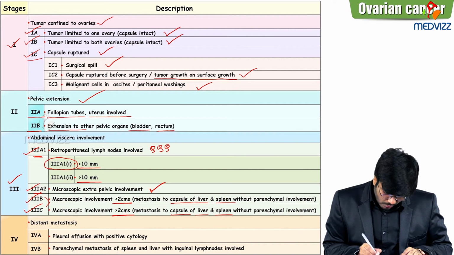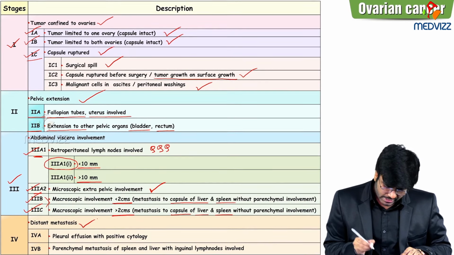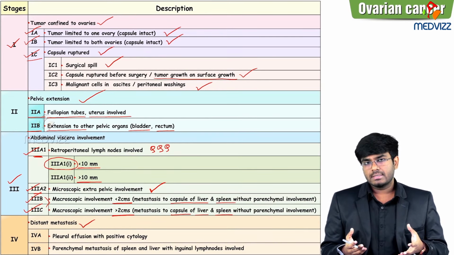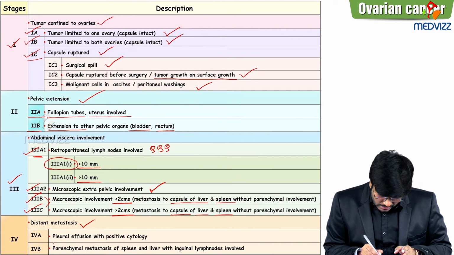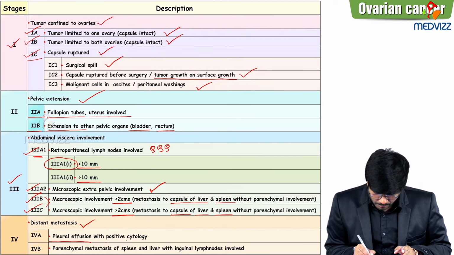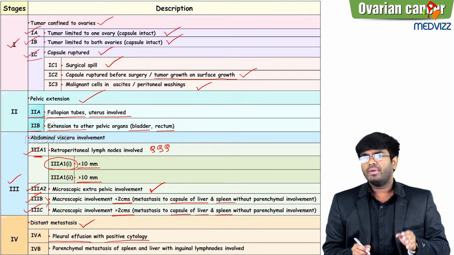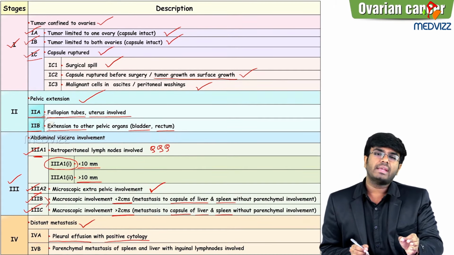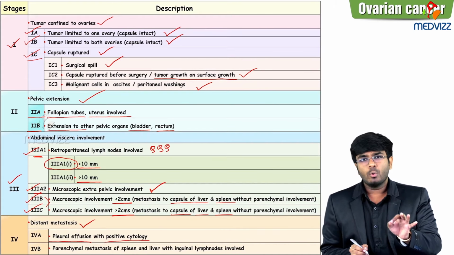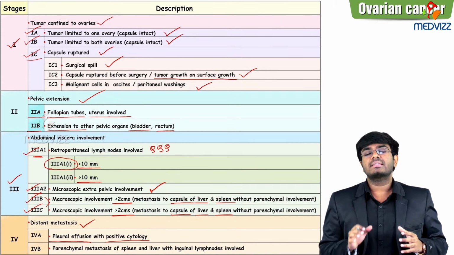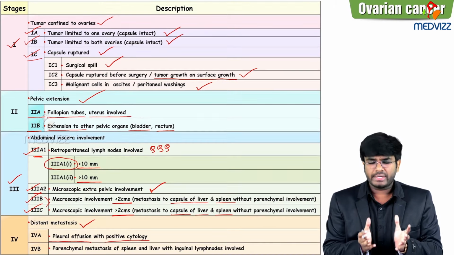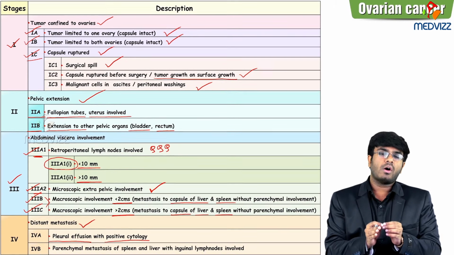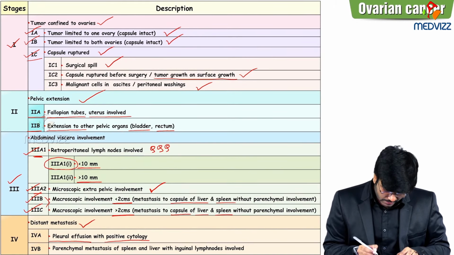Okay, well and good. Now let's talk about stage 4. Stage 4 is the distant metastasis, where there is a pleural effusion with a positive cytology. Very, very important. Pleural effusion. Which stage of ovarian cancer? Stage 4. Pleural effusion with malignant cells in that effusion, that fluid, it's stage 4 of ovarian cancer, that too stage 4A.